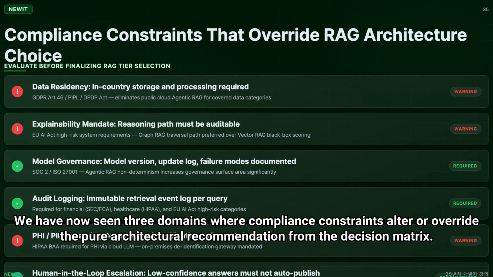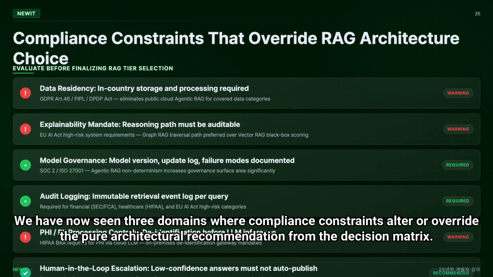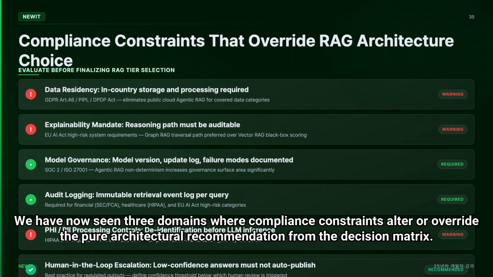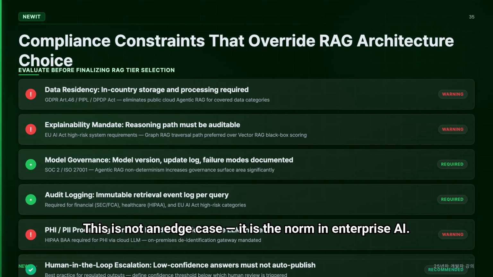We have now seen 3 domains where compliance constraints alter or override the pure architectural recommendation from the decision matrix. This is not an edge case. It is the norm in enterprise AI.